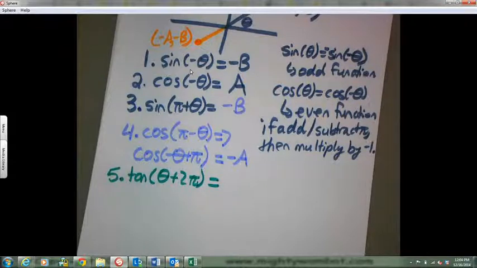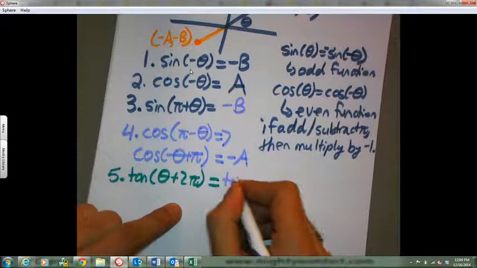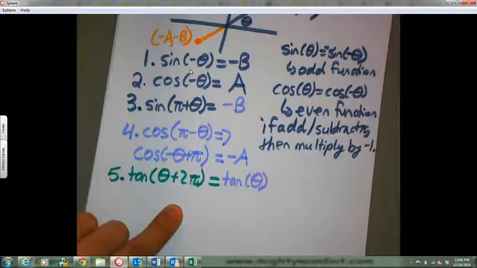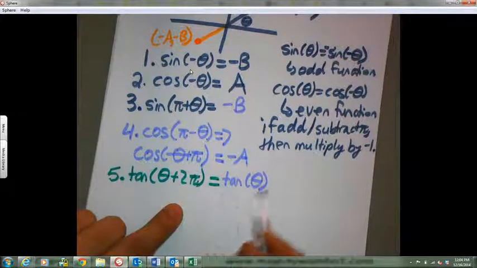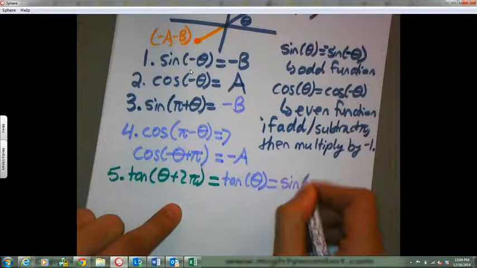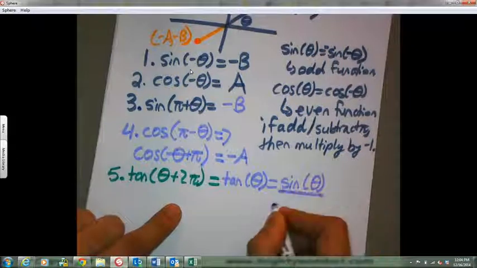Okay, so on number 5, remember anytime you add or subtract 2 pi, nothing changes. You get back to the same spot. We talked about when you add 360 degrees. So this is really just another way of writing this. Remember from last Friday how you can write tangent using sine and cosine. And then fill in the blanks.